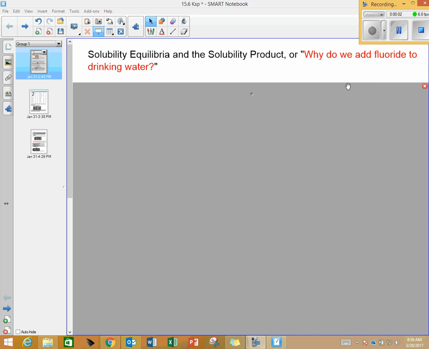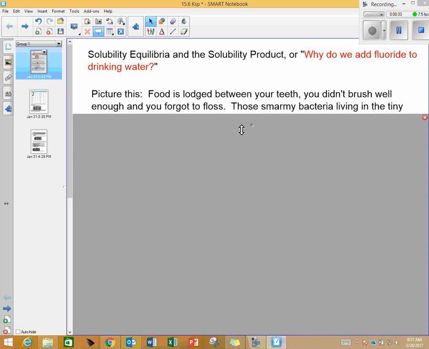Okay, so solubility, KSP. We're going to be talking about solubility equilibria and the solubility product. Now, the title is not why do we add fluoride to drinking water, but we're going to use this as an example of what KSP is, what solubility equilibria are, and why it is important. So first thing, solubility equilibria describes how solids can or cannot dissolve in solution. So let's take a look.